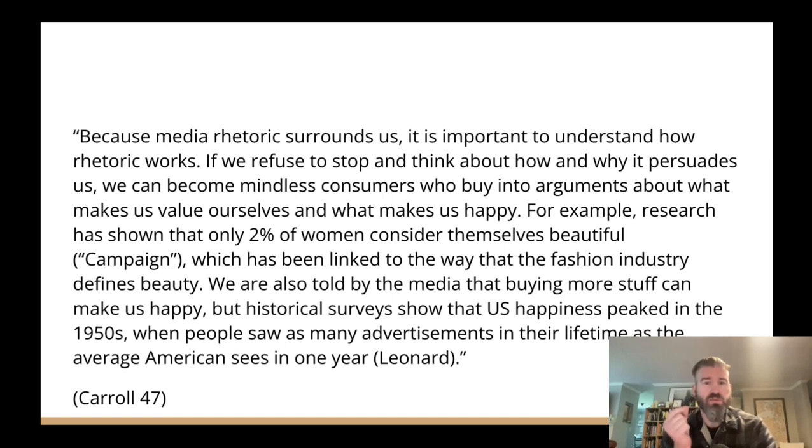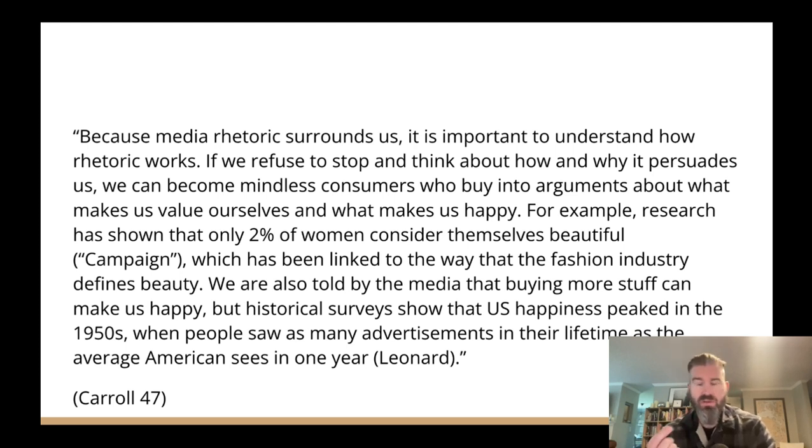Because media rhetoric surrounds us, it's important to understand how rhetoric works. If we refuse to stop and think about how and why it persuades us, we can become mindless consumers who buy into arguments about what makes us value ourselves and what makes us happy. For example, research has shown that 2% of women consider themselves beautiful, which has been linked to the way that the fashion industry defines beauty. We are also told by the media that buying more stuff can make us happy. But historical surveys show that U.S. happiness peaked in the 1950s when people saw as many advertisements in their lifetime as the average American sees in 1 year.